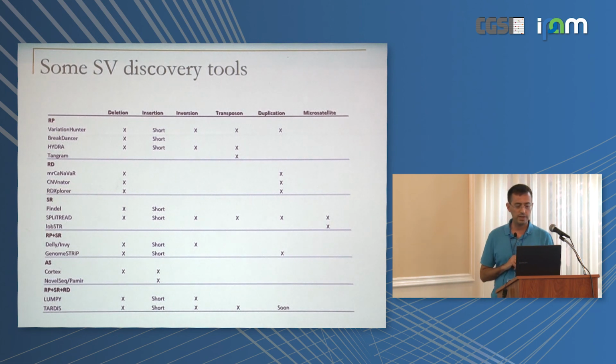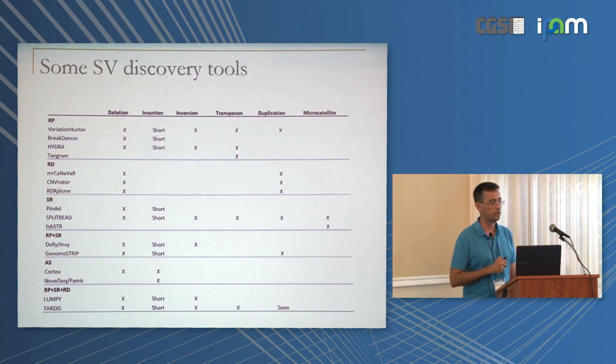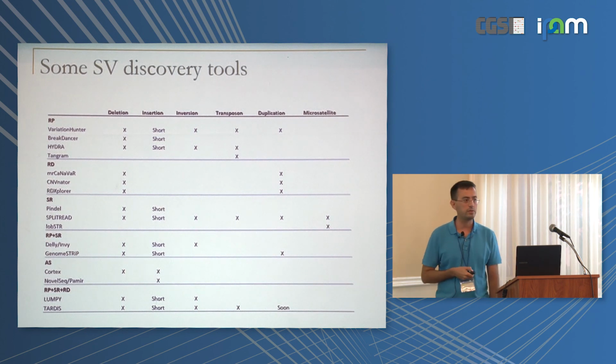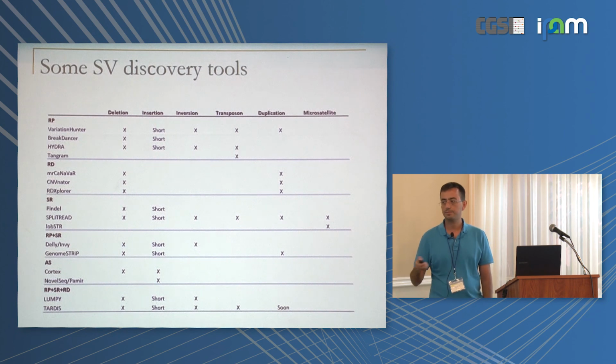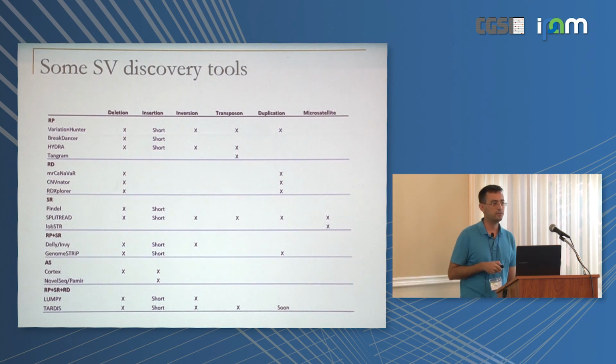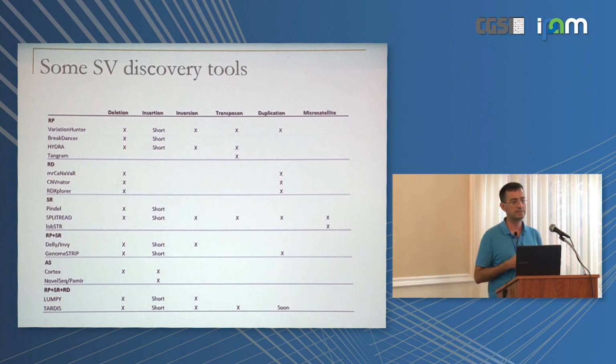And these are some of them that used read pair, read depth, split reads, and also more recent ones use a combination of those sequencing signatures, such as using both read pair and split reads, or using read pair, split reads, and read depth. Right? And they can detect different sizes or different types of structural variants.